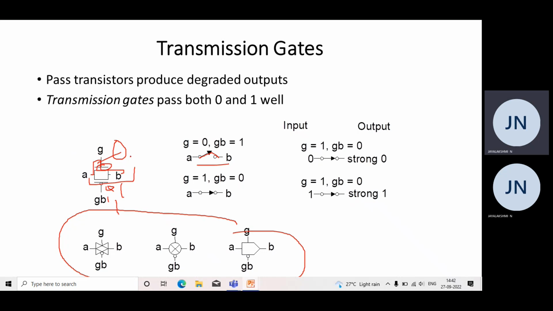Next, suppose G is equal to 1, so the NMOS transistor is on. And GB is equal to 0, its complement is 1, so the PMOS transistor is on. Both transistors are on, and at that time there is a closed path between A and B. So the condition is that the transmission gate works only if G is equal to 1 and GB is equal to 0. If you pass 0, it becomes a strong 0. If you pass 1, it becomes a strong 1.